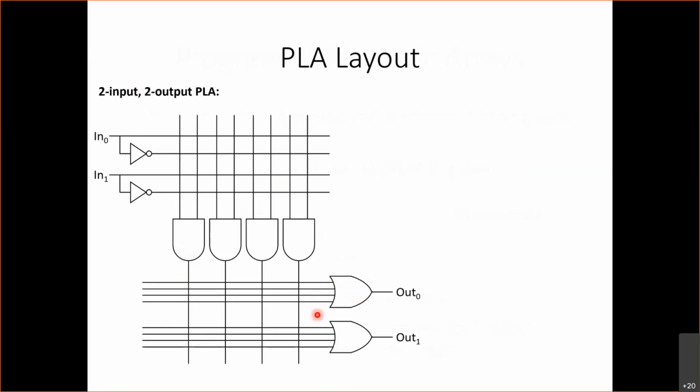Now by default, these wires are intersecting, but they're not connected. And depending on the logic equation that we want to implement, we can create connections wherever we want them to implement our circuit. So let's look at an example.